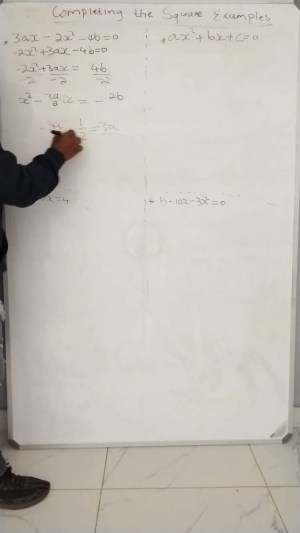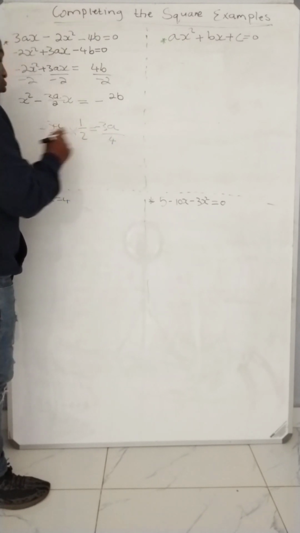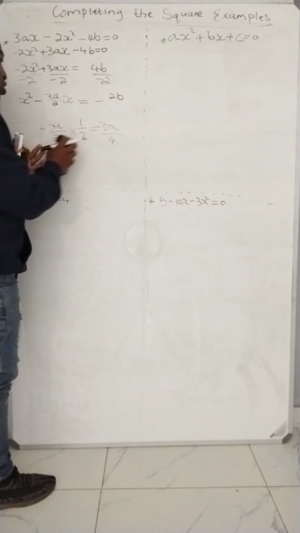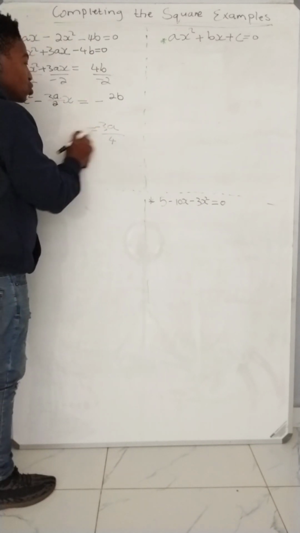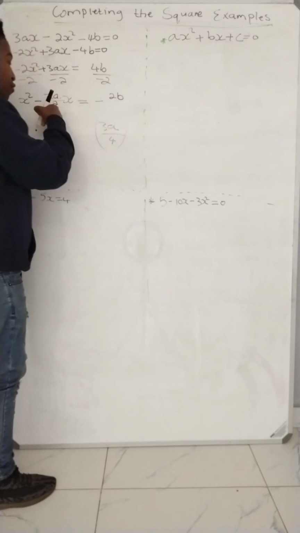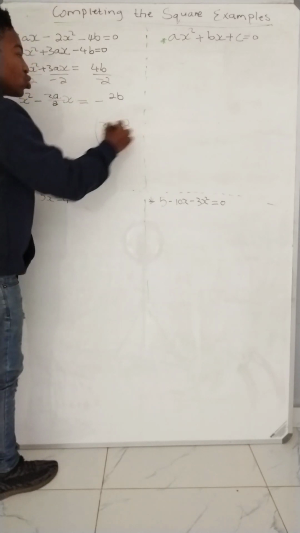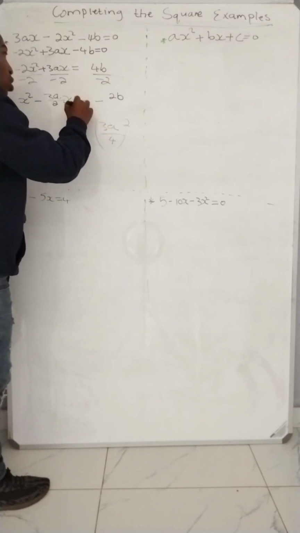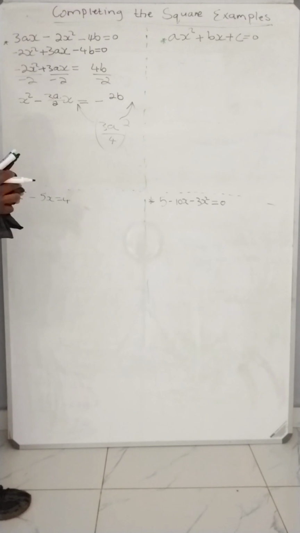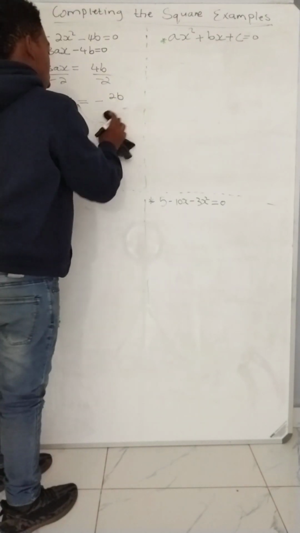Then 2 times 2 will give you 4. So half of this is that term over there. So that is what we are going to square. This is half of the coefficient of x. We are going to square this, and we're going to add it to both sides of the equation. What you do on the left, you do on the right, to sort of balance the equation.